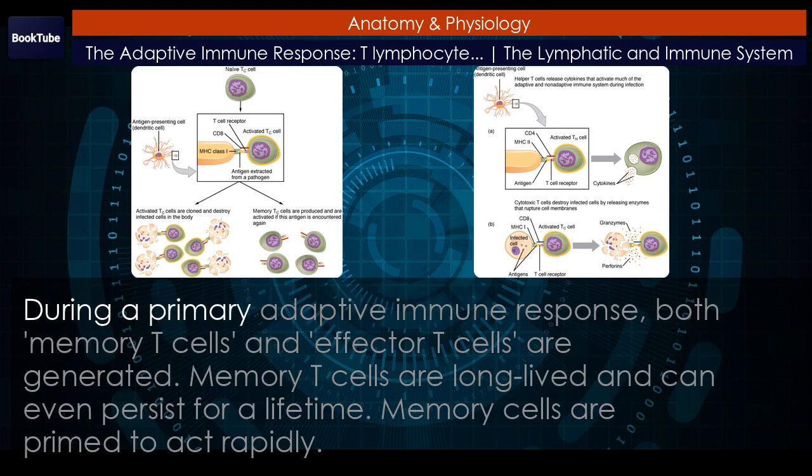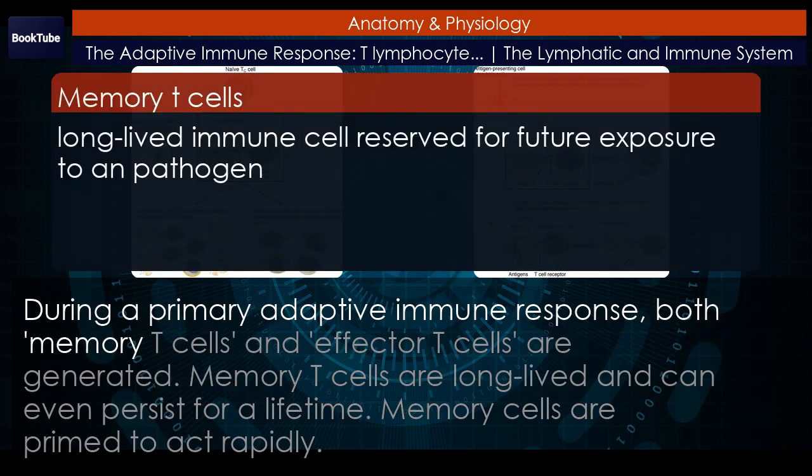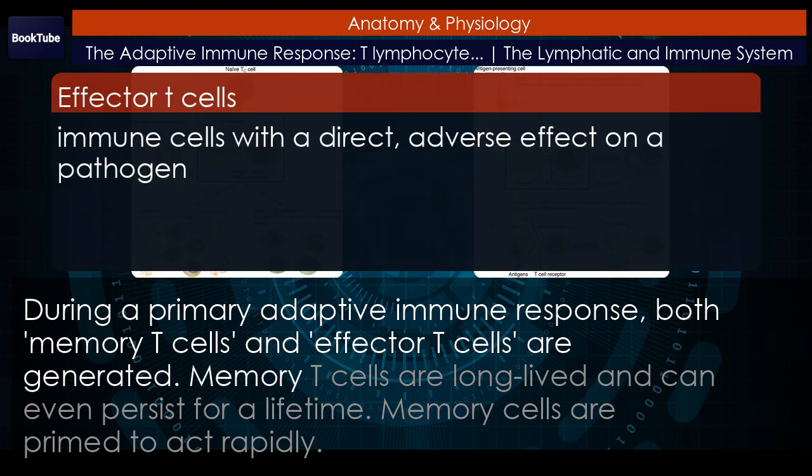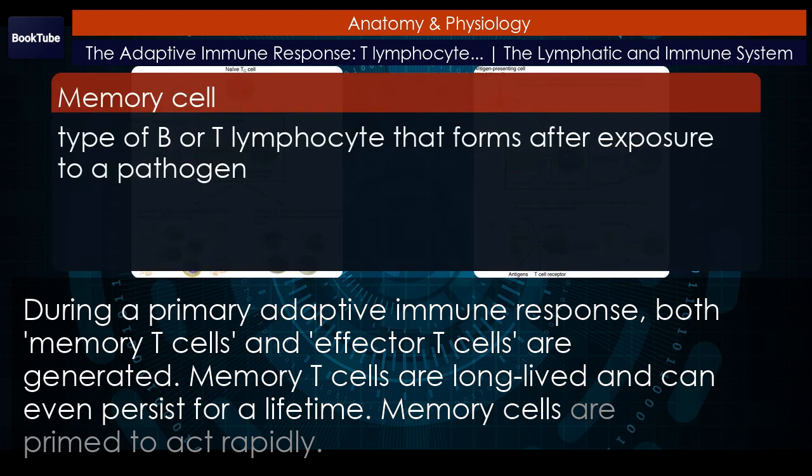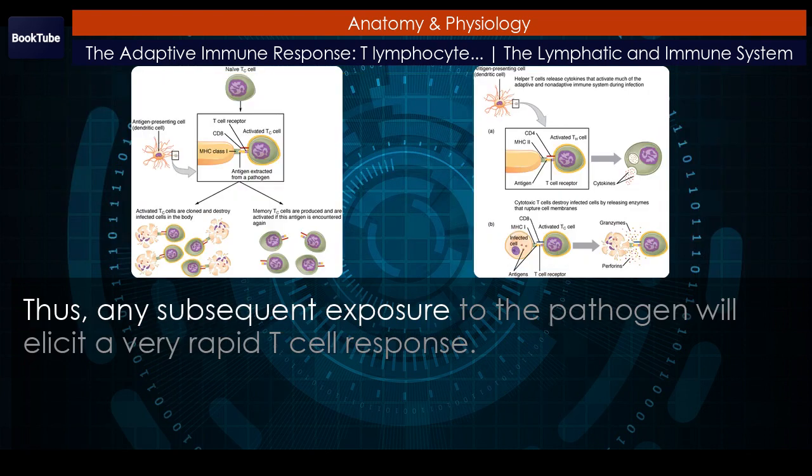During a primary adaptive immune response, both memory T cells and effector T cells are generated. Memory T cells are long-lived and can even persist for a lifetime. Memory cells are primed to act rapidly. Thus, any subsequent exposure to the pathogen will elicit a very rapid T cell response.